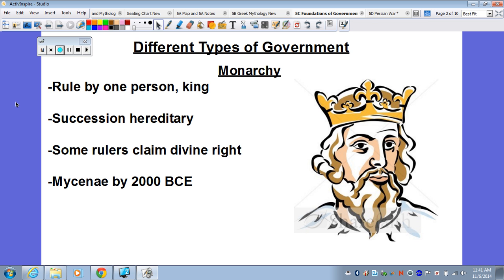Typically this is hereditary, where the king passes on the kingship to his son and his son's son, and so on and so forth. Many of the rulers claim divine right. We've seen this before, meaning the rulers, the kings, have permission from the gods to rule, and that's where they get their power from. We see monarchy for the most part in Greece by the time we get to about 2000 BCE. Remember, when we say the Mycenaeans, we mean the first Greeks. So early on, it's going to be monarchy for the Mycenaeans.